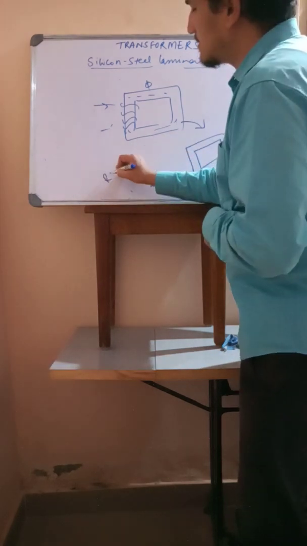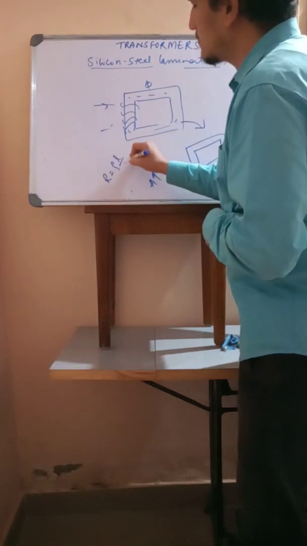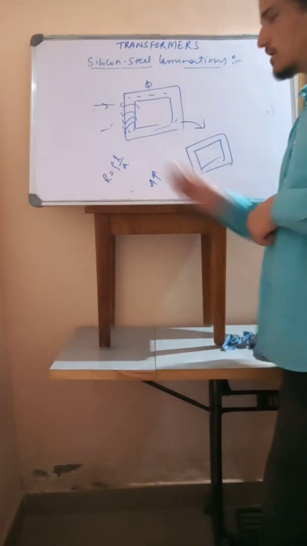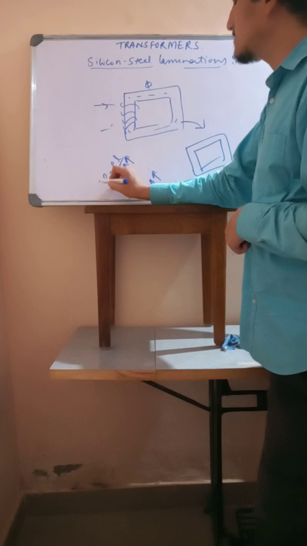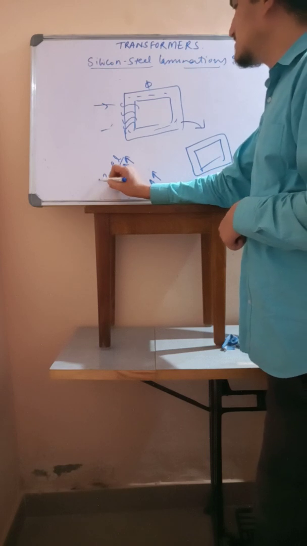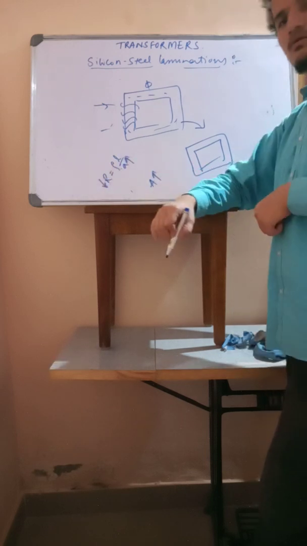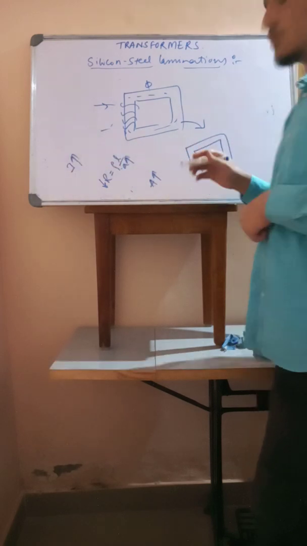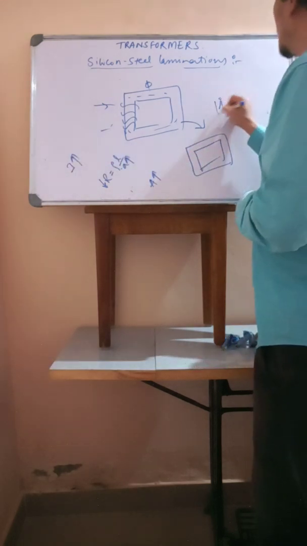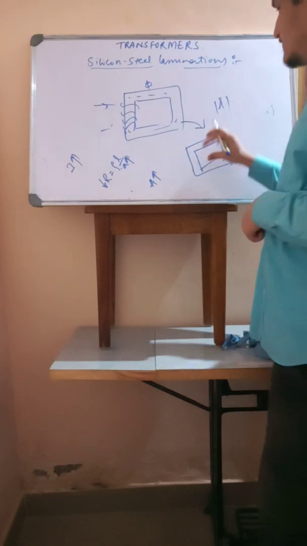Then what is resistance? Resistance is equal to rho into L by A. What is rho? Resistivity. If the area is higher, resistance is lower. Since resistance is lower, current will be higher, so the magnitude of the eddy current will be higher.